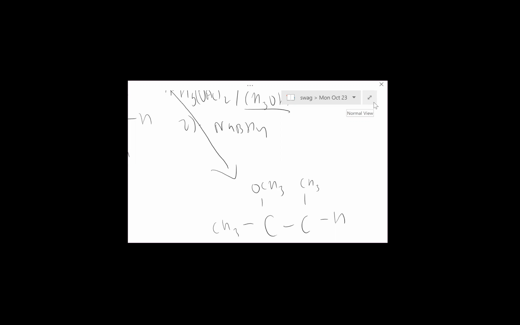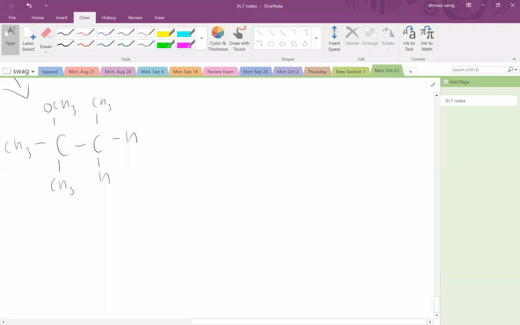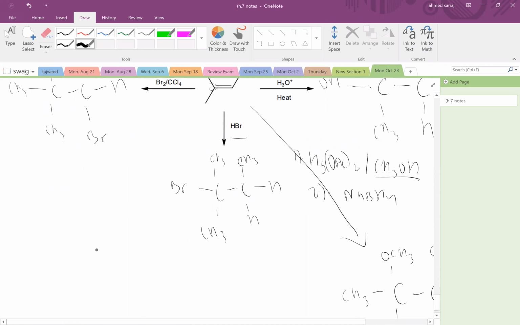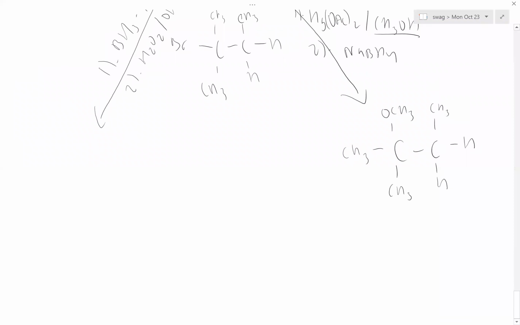Okay, let's say we had the last reaction we learned, which was BH3·THF, then H2O2 and OH minus. What will this look like? What's the first thing that should be a red flag in this reaction?